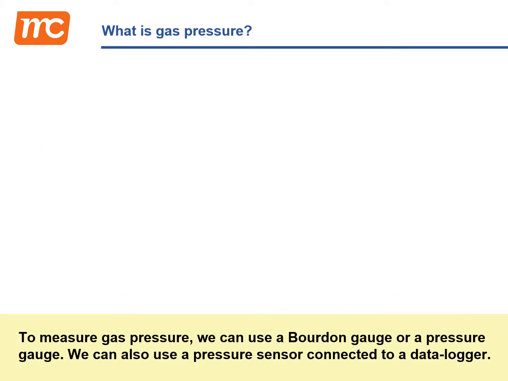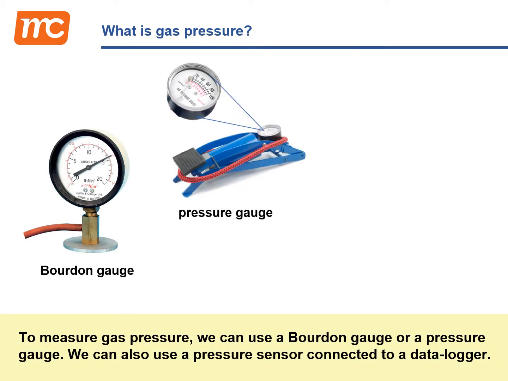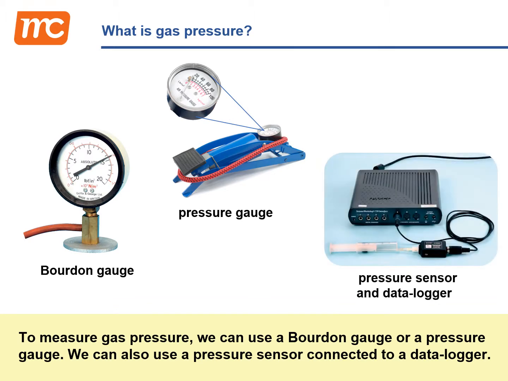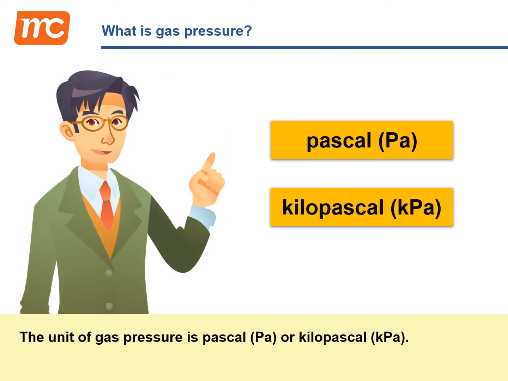To measure gas pressure, we can use a Bourdon gauge, or a pressure gauge. We can also use a pressure sensor connected to a data logger. The unit of gas pressure is Pascal or kilopascal.